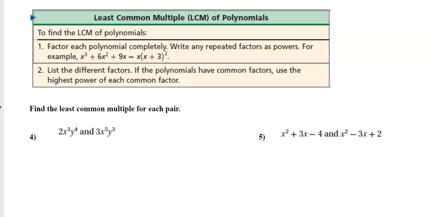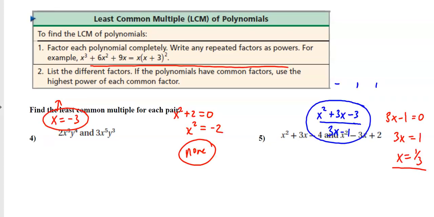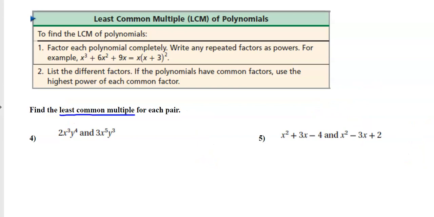On this first part, it just says, hey, find the least common multiple for each pair. So let's just do it. Well, the first number that 2 and 3 both can go into would be a 6. All right, so that's the LCM for 2 and 3. And if you're ever stuck, you start counting by 2s.